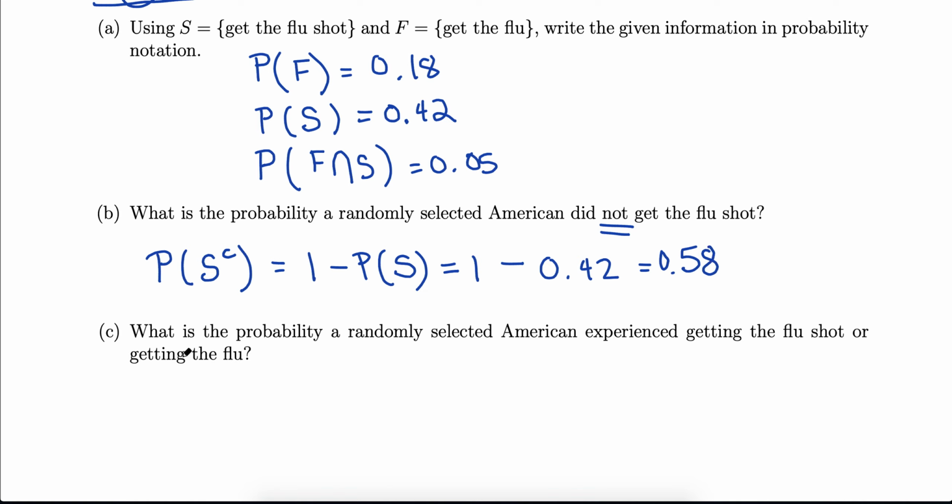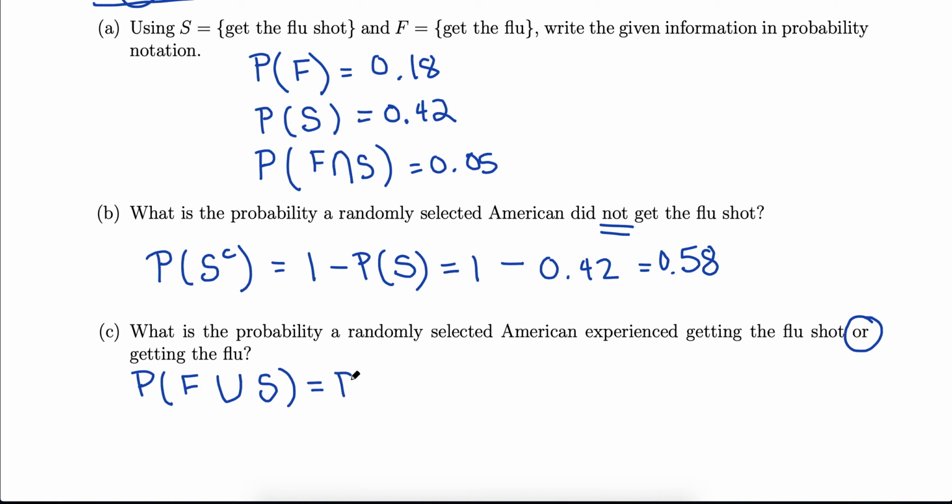Okay. The next question, what's the probability a randomly selected American experienced getting the flu shot or getting the flu? So one or the other, or maybe both. So our key word there is or. So getting the flu or getting the shot. Remember our notation, when we see or, you're going to think that U looking symbol for union.